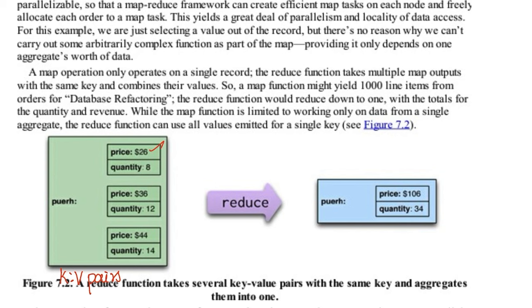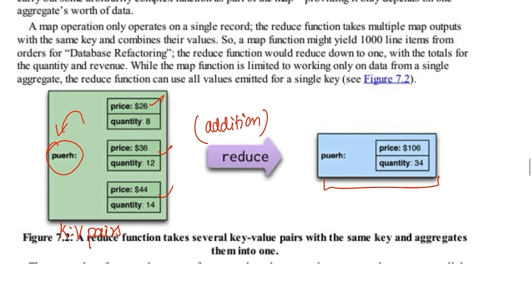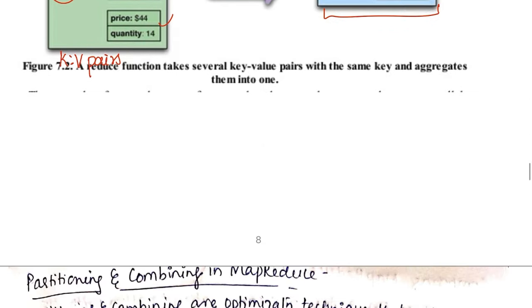Okay, next we have the key value pairs, and we are combining all the similar values which have similar keys and reducing them using one function. Here the function could be aggregation or addition. So processing is done here, and after that I am getting the final output for the given key, right?